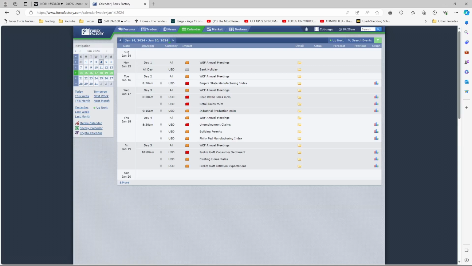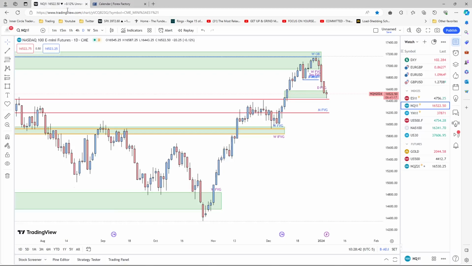So only Jan the 15th, we have a Monday, we have a bank holiday. So you don't want to trade that. Tuesday, you want to stay out the day after the bank holiday. Only on Wednesday, you can go look for possible trading setups for retail sales, industrial production. And Thursday, we have unemployment claims. And Friday, we have some consumer sentiment. This starts to return back to normal.